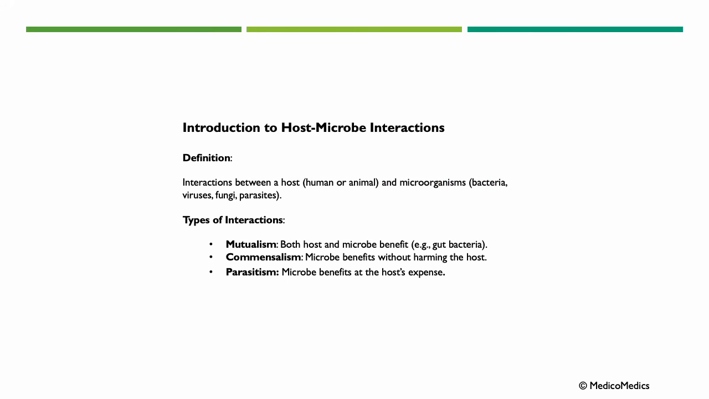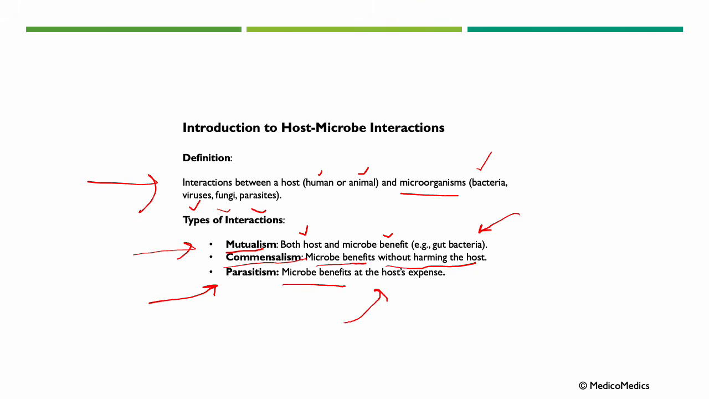So, introduction to host-microbe interactions. What's the definition here? Well, it's interactions between a host, so human or animal, and microorganisms, so bacteria, a virus, fungi, or parasites. Now, what are the types of interactions? If it is mutualism, it means both the host and the microbe benefit, for example, gut bacteria. If it's commensalism, the microbe benefits without harming the host. And if it's parasitism, the microbe benefits at the host's expense.